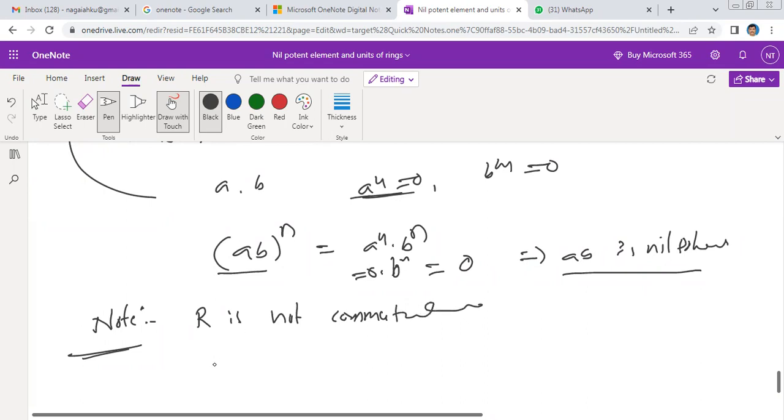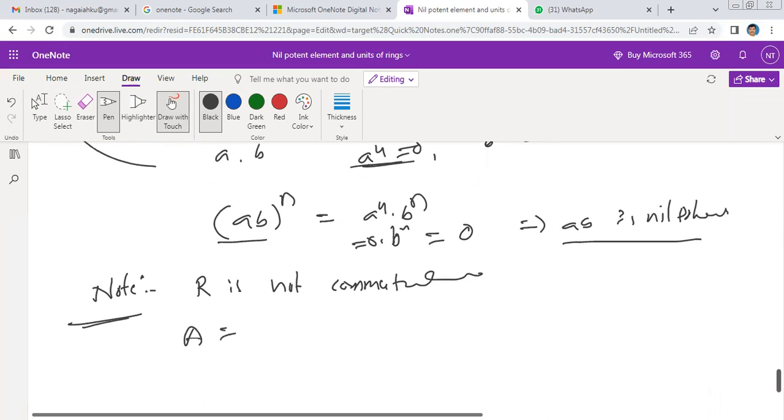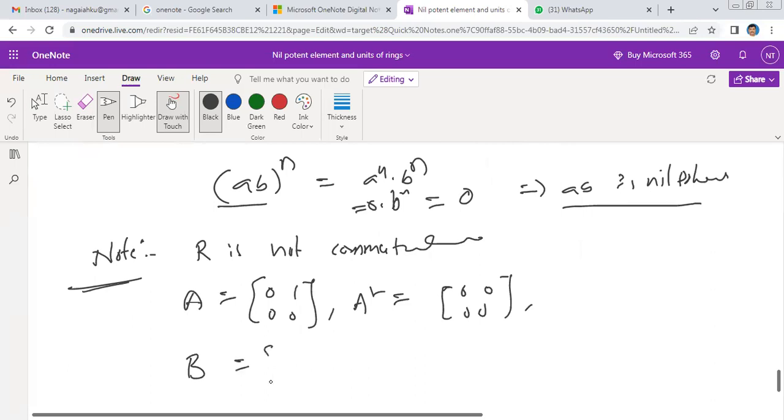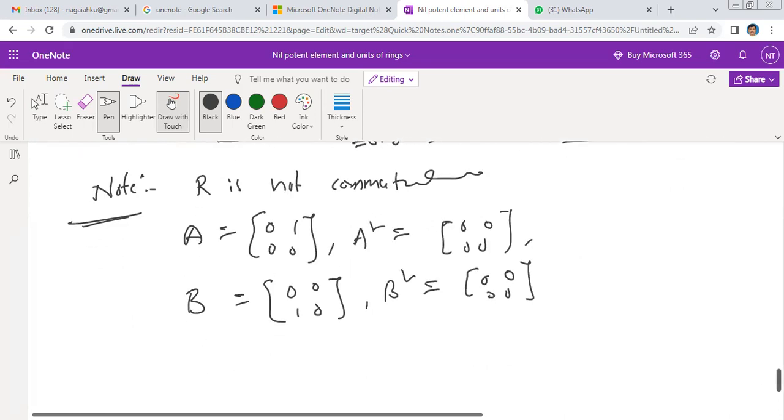Suppose R is not commutative. Let's take the same matrices for the product. A is equal to the previous example, [[0,1],[0,0]]. A square is 0, all elements are 0. B is equal to the same matrix, [[0,0],[1,0]]. B square is also equal to 0. Right. What about A into B?